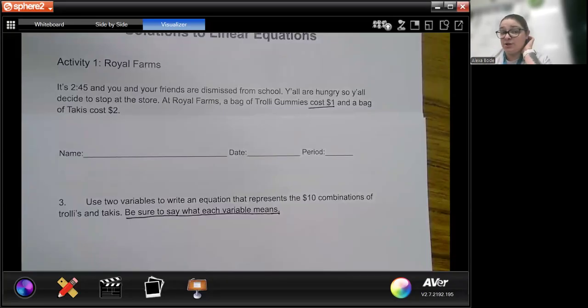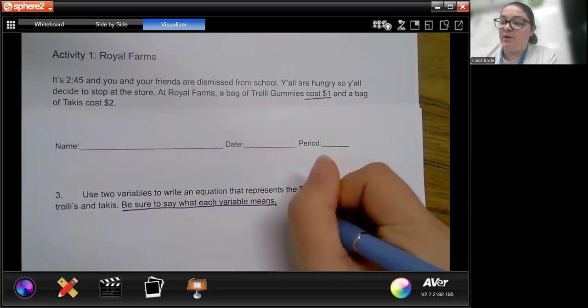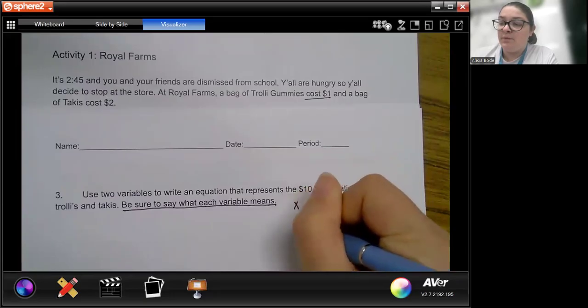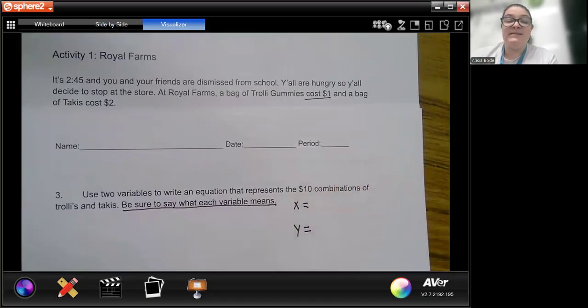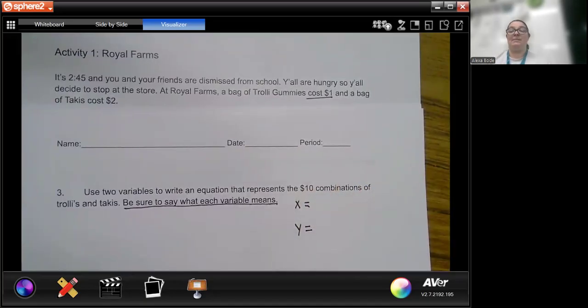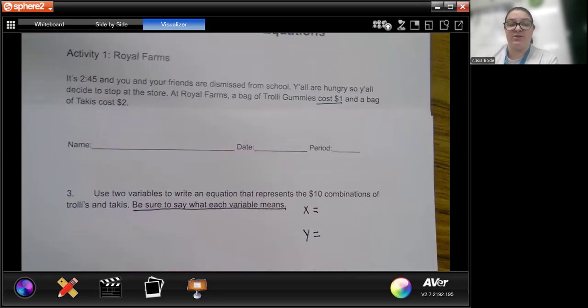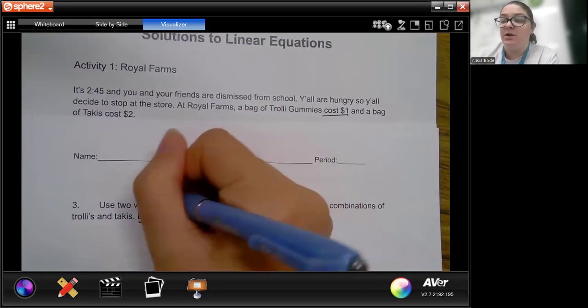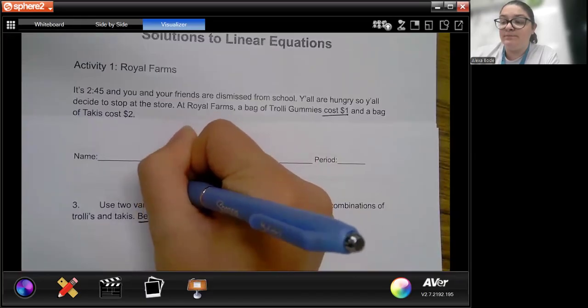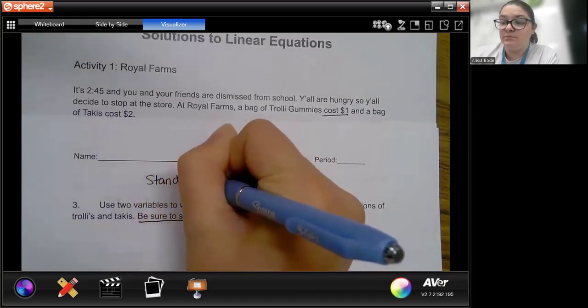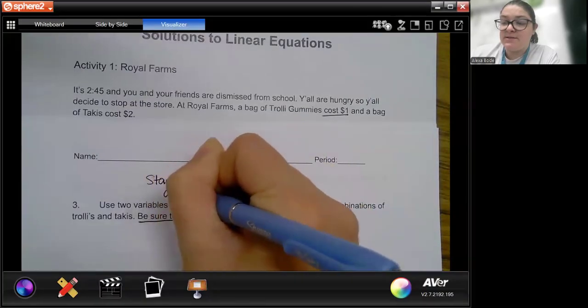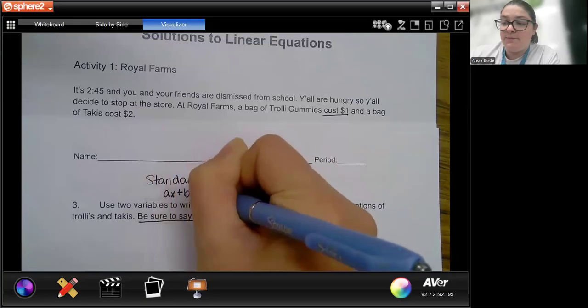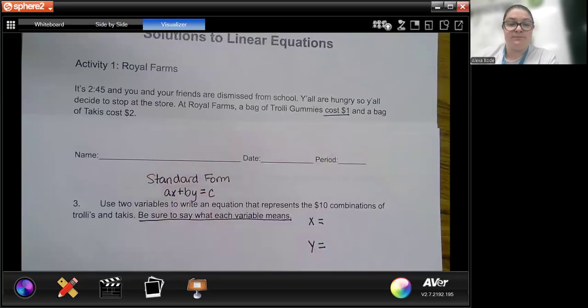Now, I'm going to continue to use X and Y because those are the common variables. But I still have to say what my X is, what my Y is. And this is where our standard form comes into place. This is what I was talking about in our warm-ups this week. So our standard form is AX plus BY equals C.